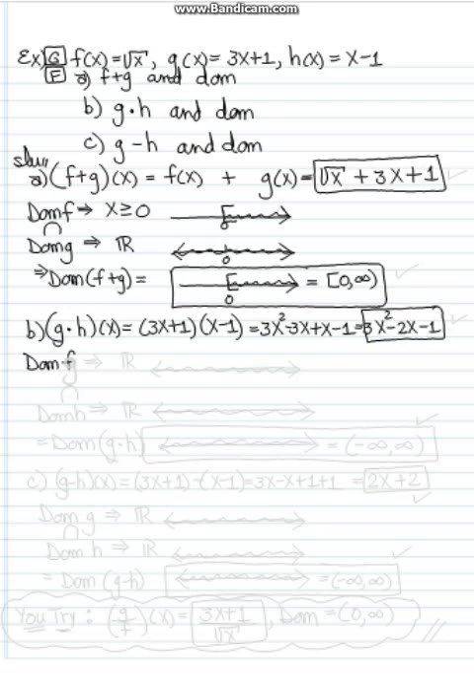Now take the domain of g, not f, but the domain of g. That is, well, there's no restriction on the g function, so it's all real numbers intersected with the domain of h. There's no restriction on h. H is x minus 1, so it's all real numbers. And together, you're going to take the intersection to form the domain of g times h.